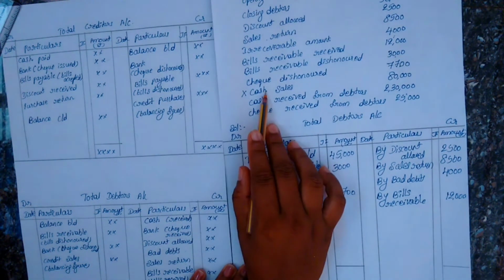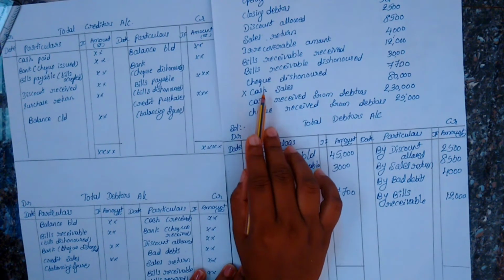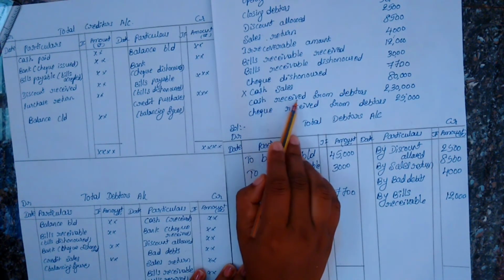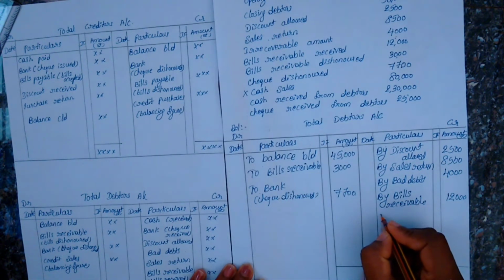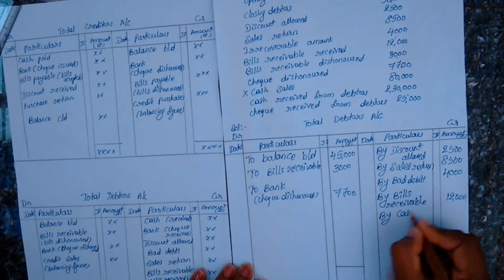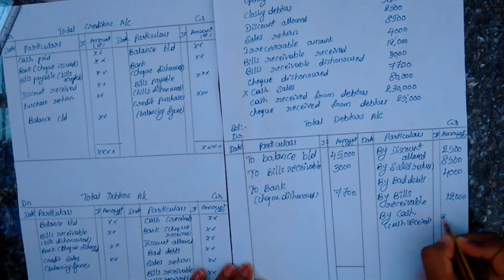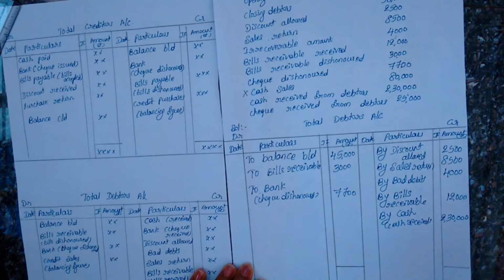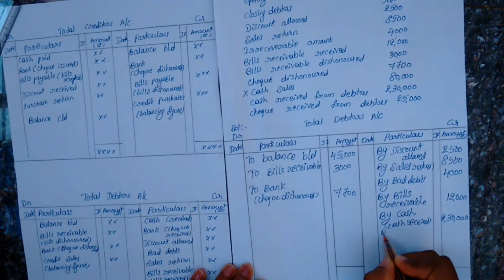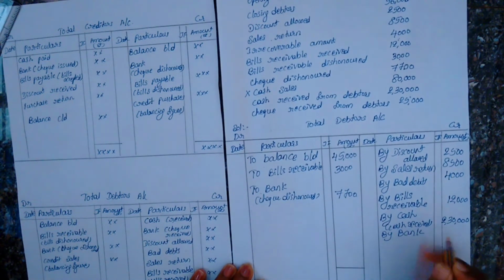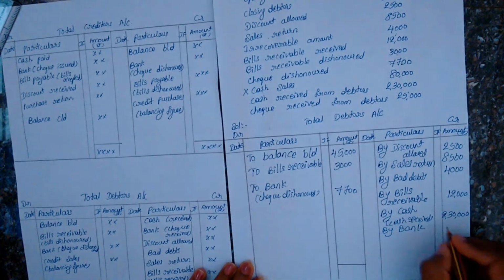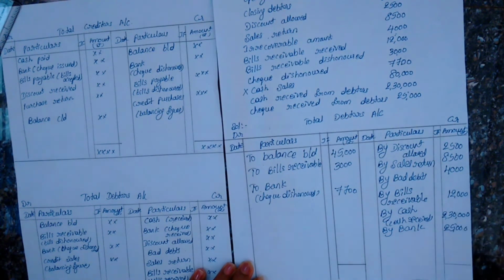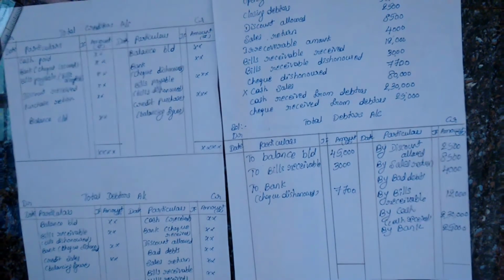Next one is cash sales. As I said, we have to ignore this cash sales. Next, cash received from debtors. If the cash is received, that is in the credit side by cash. Cash received, 2,30,000. Check received from debtors, same, by bank. If the check is received, we have to show it in the credit side as by bank. Amount is 25,000. We recorded every transaction. Now we have to calculate the total.